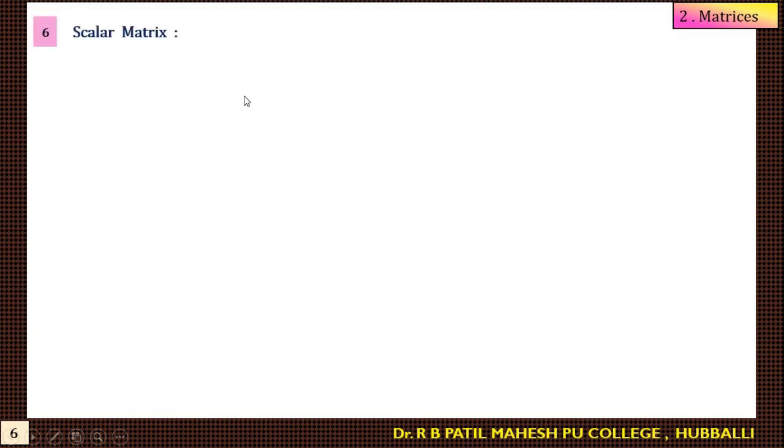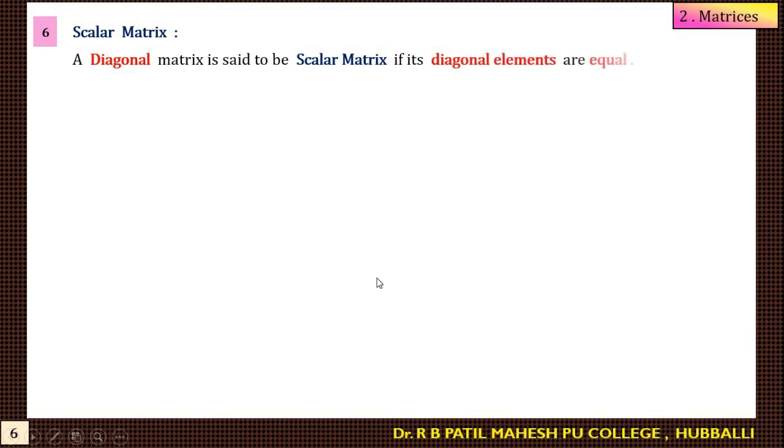Next type, scalar matrix. A diagonal matrix is said to be a scalar matrix if its diagonal elements are equal. Here you can see, students, in the definition only the term diagonal matrix is used. That means already you know which type of matrix it is. Diagonal numbers are there, but non-diagonal elements are 0. But for that, one more condition is there: diagonal numbers should be the same. If diagonal numbers are the same, then the matrix is called a scalar matrix.